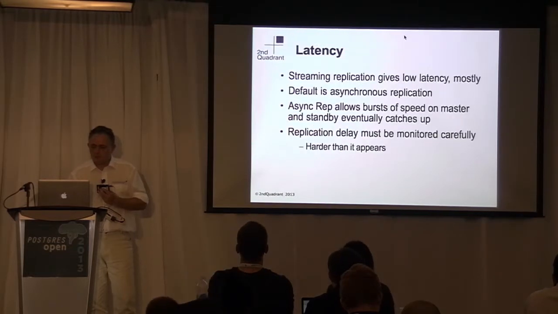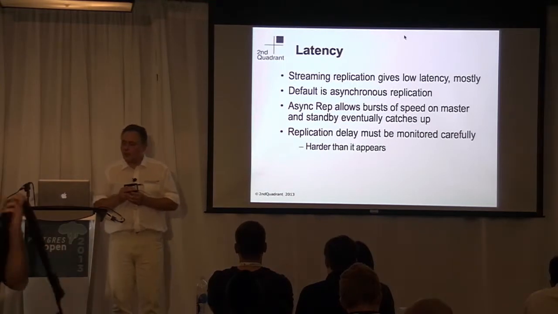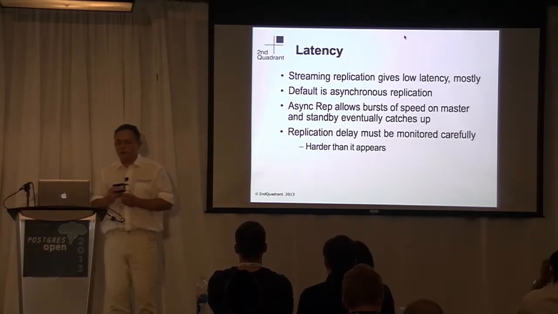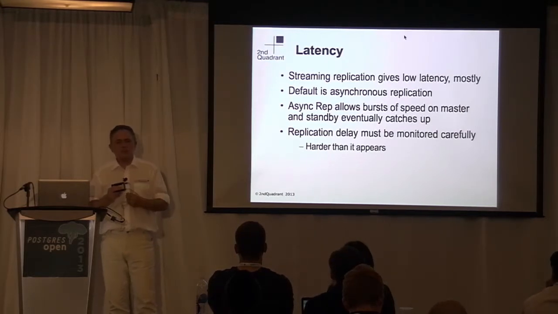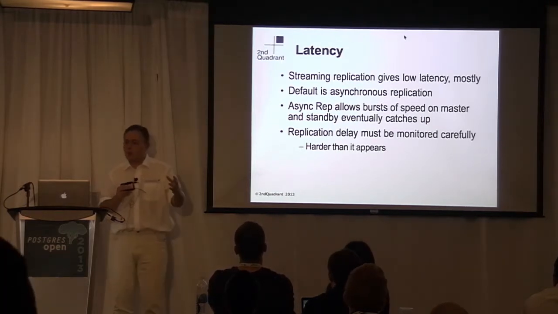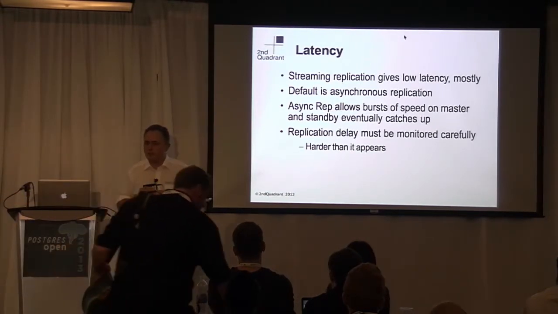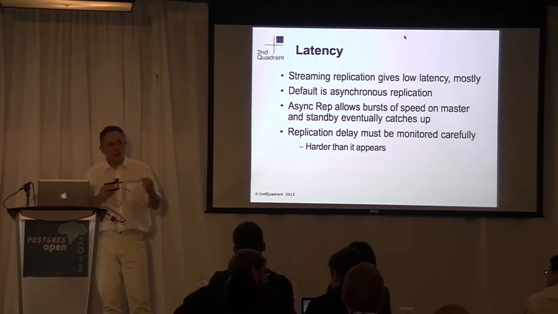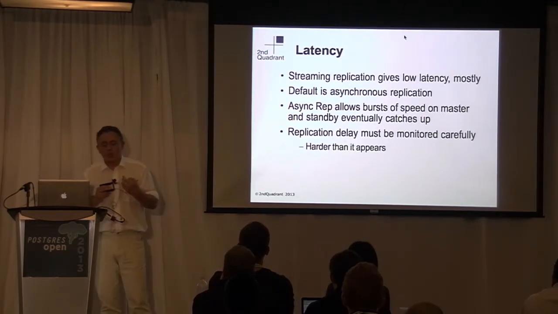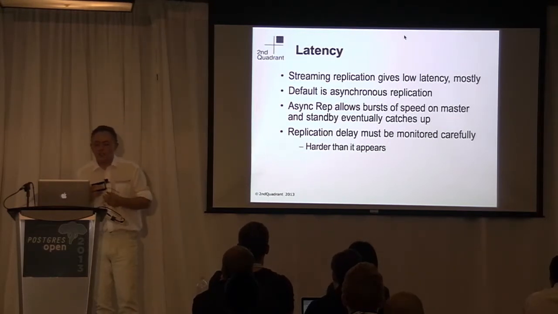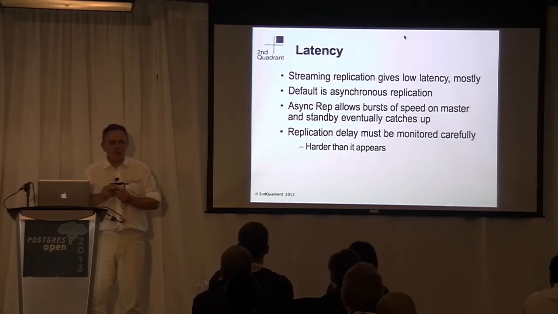That's important to understand. So streaming replication gives a very low latency most of the time. The default is asynchronous replication. What that means is that bursts of activity on the master will build up a set of changes, and then those changes will drain through to the standbys where they will be applied. So asynchronous replication means that when you get a burst of activity, the master will not be slowed down just because there's lots of replication happening. But what will happen is the replication delay between the master and the standby can increase and then come back down again. So with the asynchronous setup, you've got to be very careful to monitor the replication delay between the master and all of the different standbys.